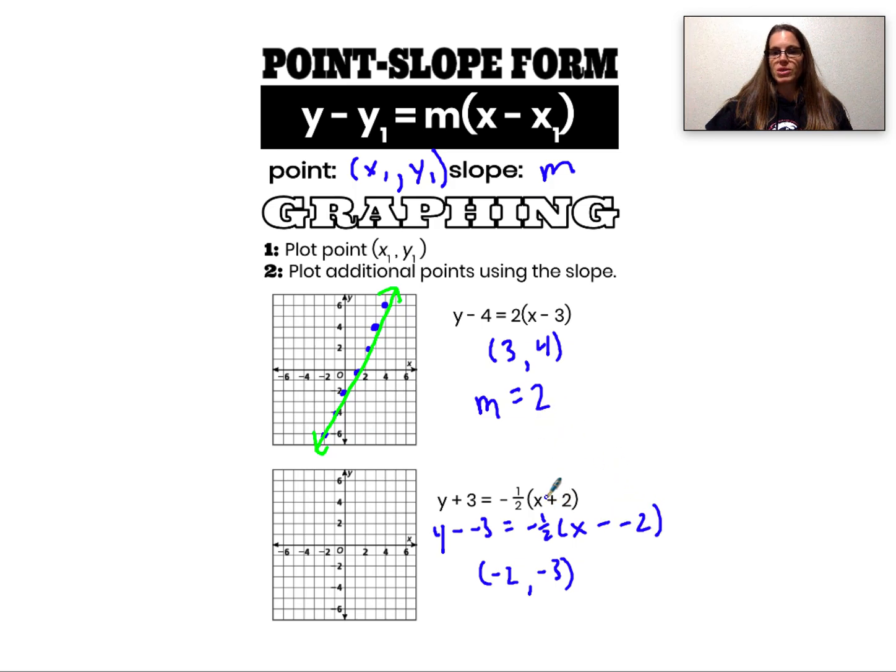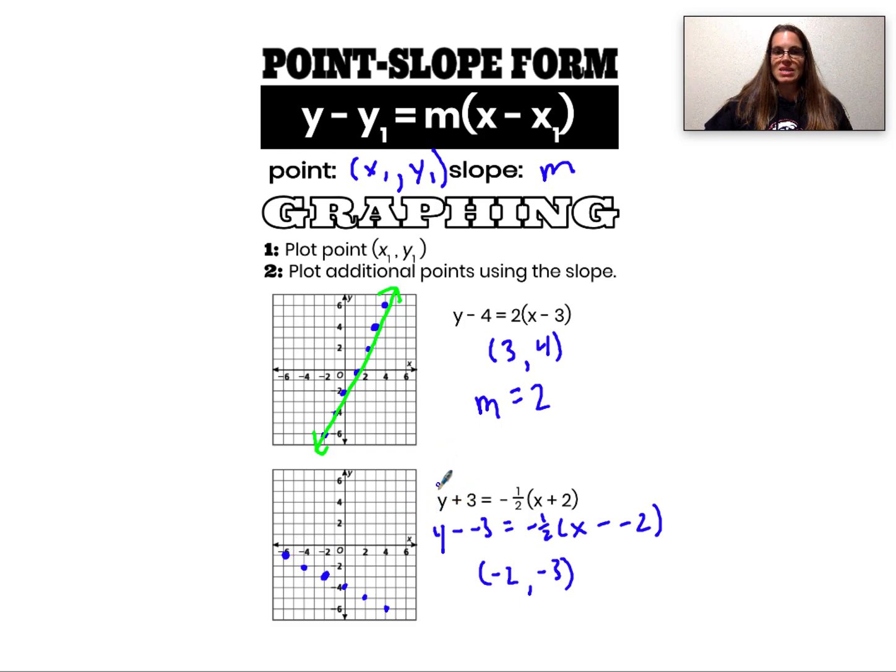So if your point-slope form doesn't show subtraction, you can write it with subtraction. Minus a negative is the same as a plus. And then you can see that negative 2 is the x-coordinate, negative 3 is the y-coordinate. Negative 2, negative 3. Now I'm just going to plot additional points using my slope. Down 1 over 2, down 1 over 2. And then up 1, left 2, up 1, left 2.